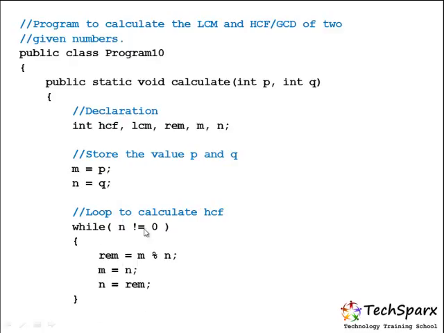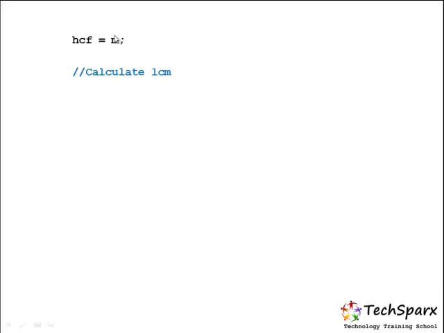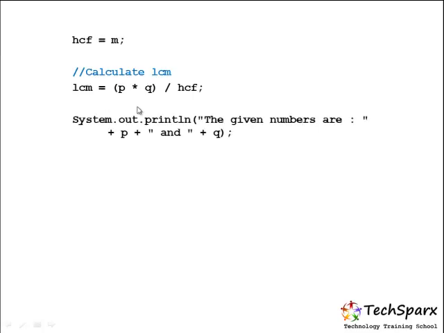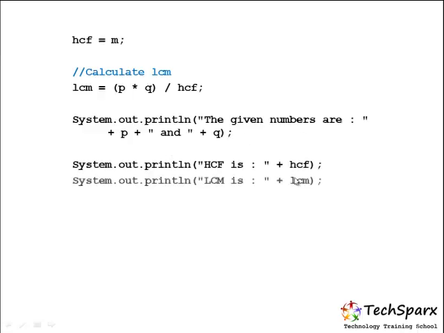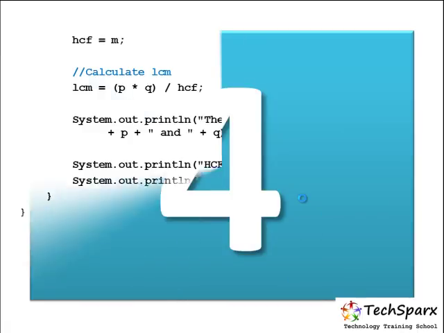You write a loop in order to find the remainder, and then whatever is left out in m will be stored in HCF. Make sure that this is outside the while loop. Come outside the while loop and then write down this statement. How do you calculate the LCM? Product of the given numbers divided by HCF. This you have seen in the algorithm in the flowchart also. The given numbers are P and Q, HCF is HCF, and LCM is LCM. And that's all. Thank you.